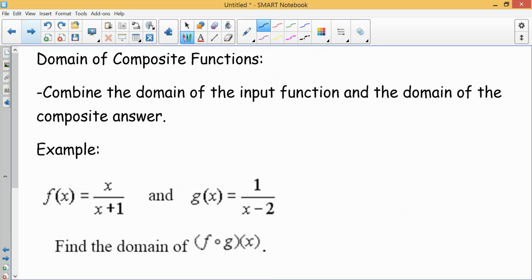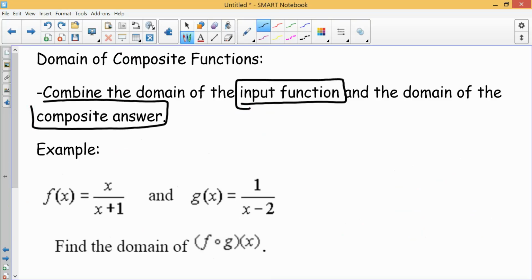The last thing we're going to talk about is just how we can find the domain of our composite functions. So when we are finding the domain, we want to combine the domain of the input function and the domain of our composite answer. So we're taking those two to make one final domain.